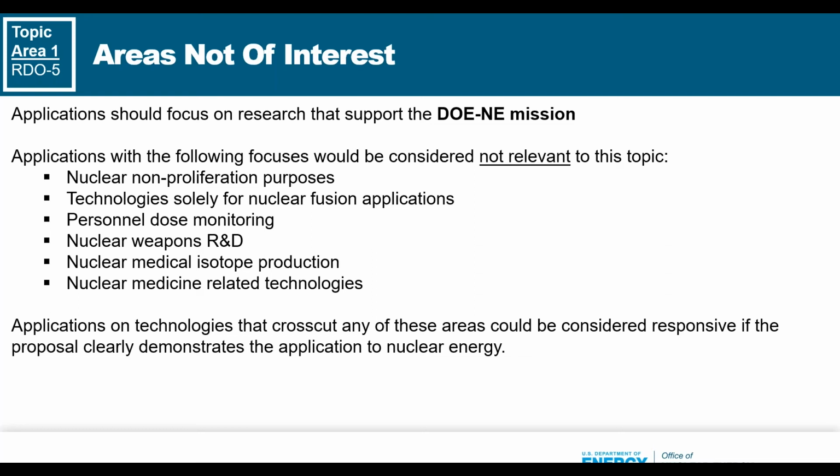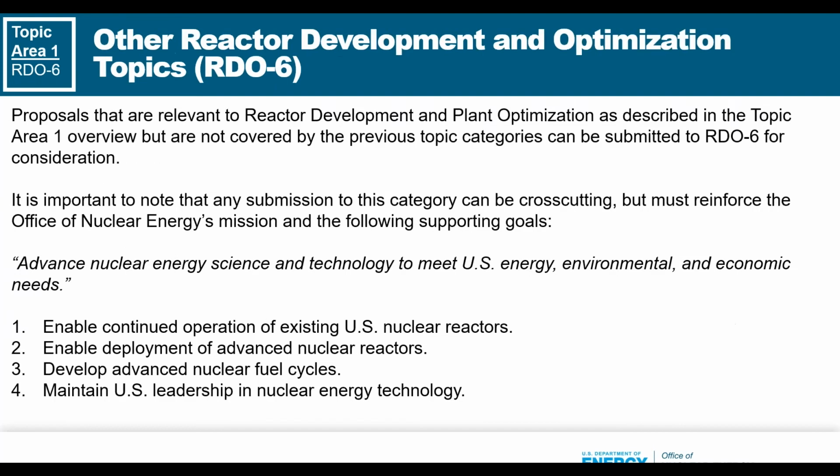All right, so that is the end of my slides for RDO 5, and we can go on to RDO 6. So RDO 6 would cover any proposals that are relevant to the overall goal of reactor development and optimization, but are not covered by RDO 1 through 5. It's important to note that any submission to this category can be cross-cutting, but it must support the NE mission and at least one of the 4 goals listed below. So that's just a really brief summary of RDO 6.